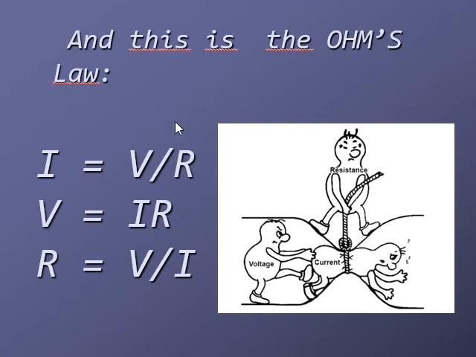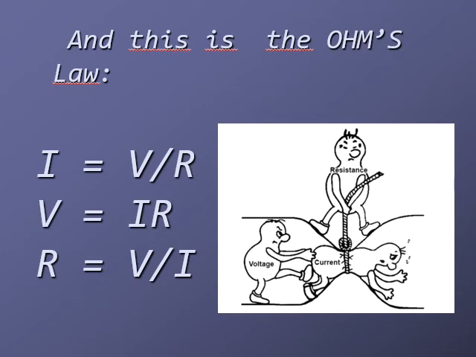If we use a formula, it means that the current increases with the voltage and the current decreases with the resistance. You have this drawing: the voltage is pushing the current, so with a powerful voltage we are able to increase the current, but the resistance is stopping the current. It's the opposition to the current flow.